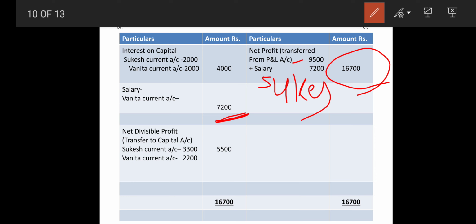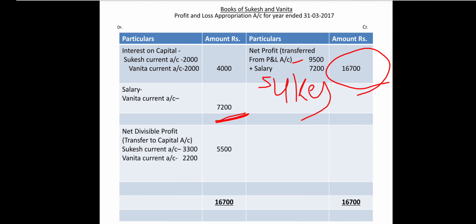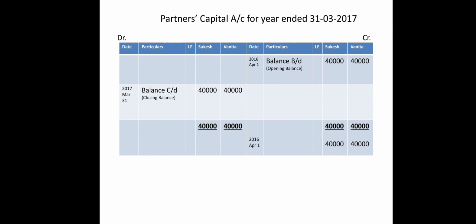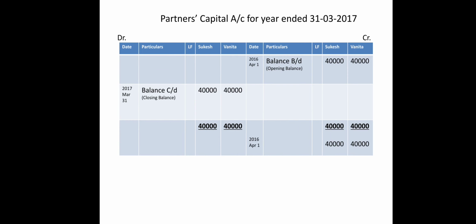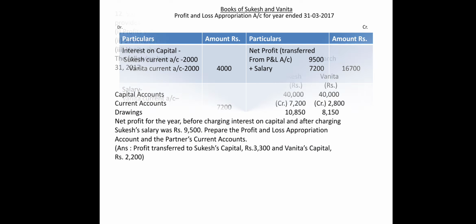So you are going to prepare the P&L appropriation account, then the partner's capital account and the partner's current account. So all three accounts you have to prepare. Now step by step we will be moving.